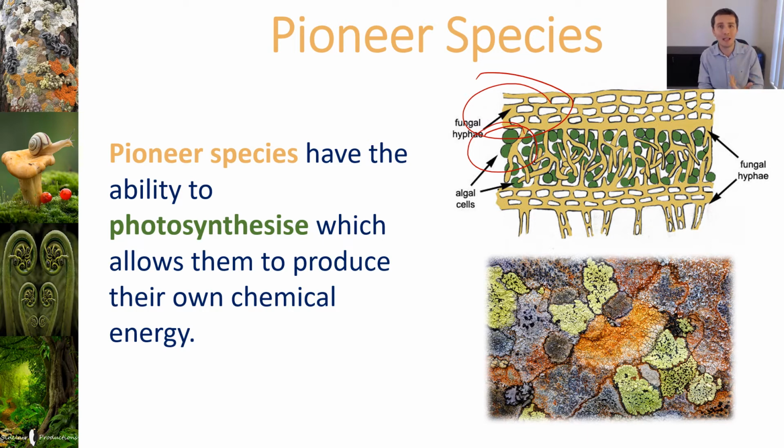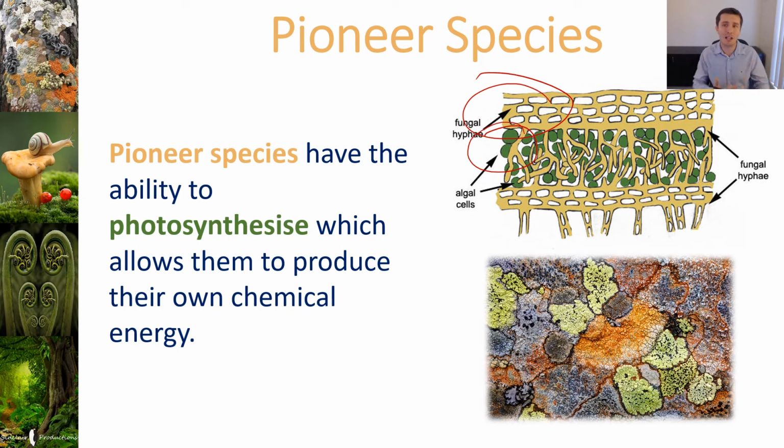And they have the ability, these algal cells of the cyanobacteria, to photosynthesize, which therefore produces the glucose for cellular respiration. And lichen is that real classic pioneer species when we're talking about primary succession. Obviously, the pioneer species for secondary succession isn't lichen because you don't have bare rock. You're looking at those grasses there.